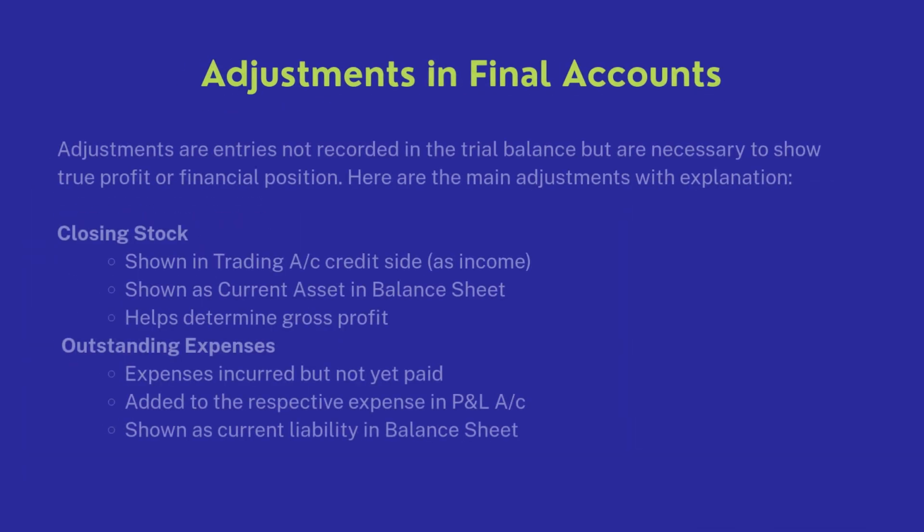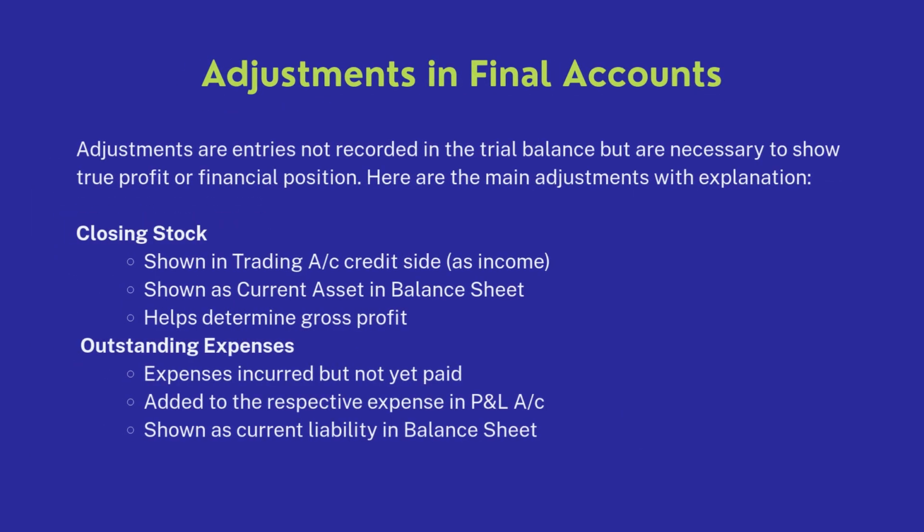Adjustments in final accounts. Adjustments are entries not recorded in the trial balance, but are necessary to show true profit or financial position. Let us have a look at the adjustments. Closing stock. It is shown in trading account in credit side as income. It is shown as current asset in balance sheet. It helps determine gross profit.